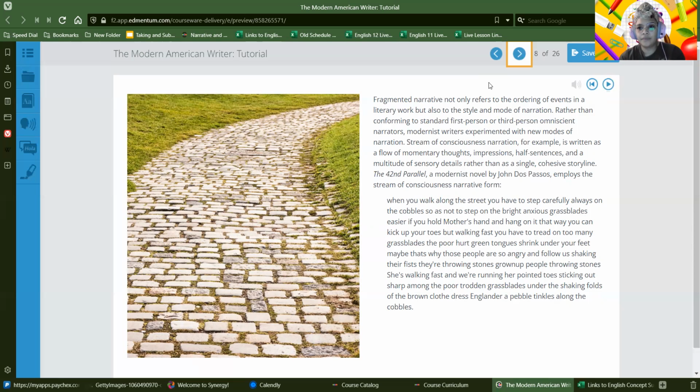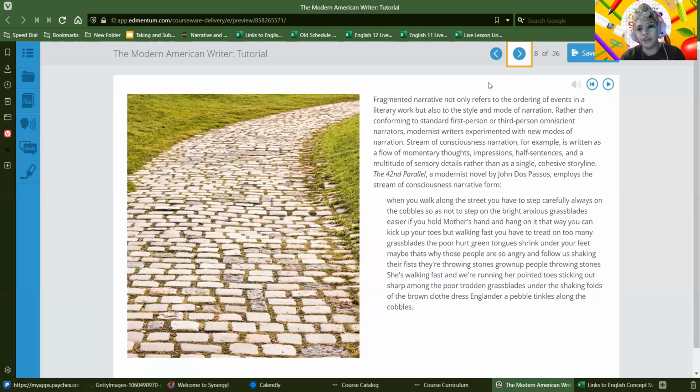And stream of consciousness narration is when you write the same way that you think. And that sounds as chaotic as it actually is. So you have lots of momentary thoughts, impressions, half sentences, and just random details that you notice as you're looking at things. So it's supposed to reflect how people actually think, which isn't straightforward or in order or in complete sentences or anything. Sometimes you have the feeling of your thought before your thought fully forms words, and stream of consciousness is supposed to show that.